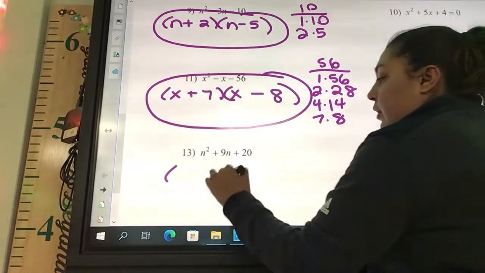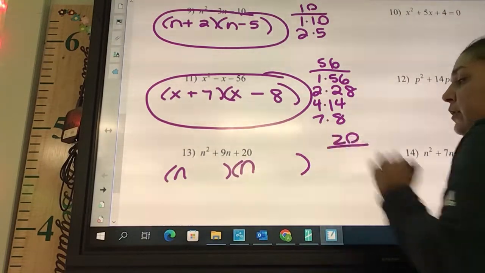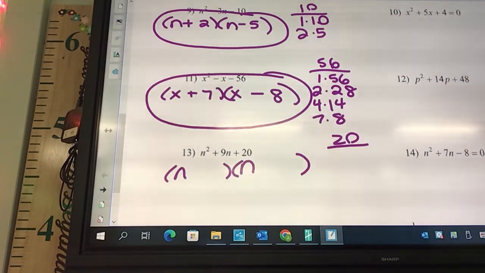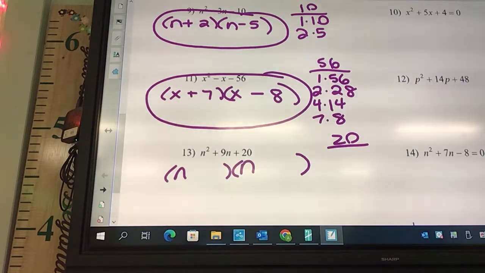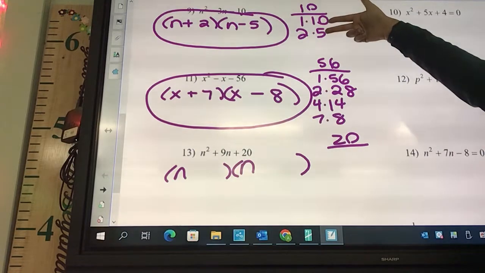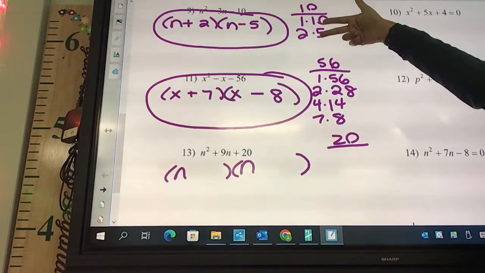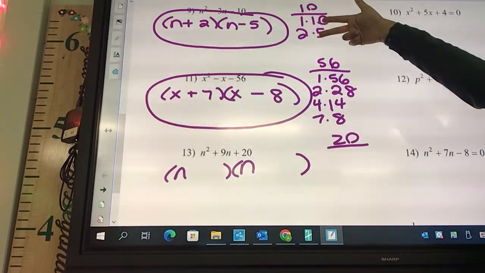Okay, 13, you're going to draw your parentheses. We got n and n, and then we're going to use the 20. Even if you can look at the 20 and you know what the numbers are going to be, you still have to make the chart. Everybody understand? So 10 is pretty easy, right? Because there's only 2 numbers, 1 and 10, 2 and 5. You still got to make the chart. If you don't make the chart, I'm marking it wrong.